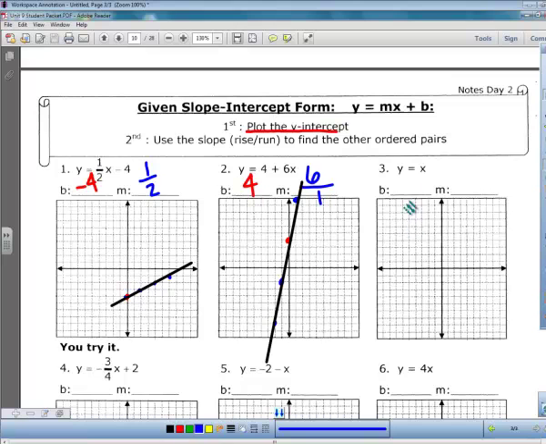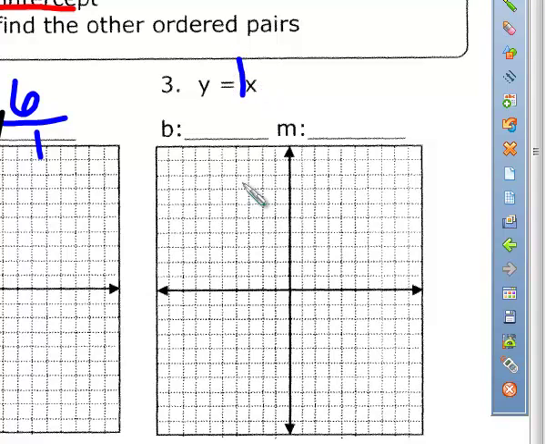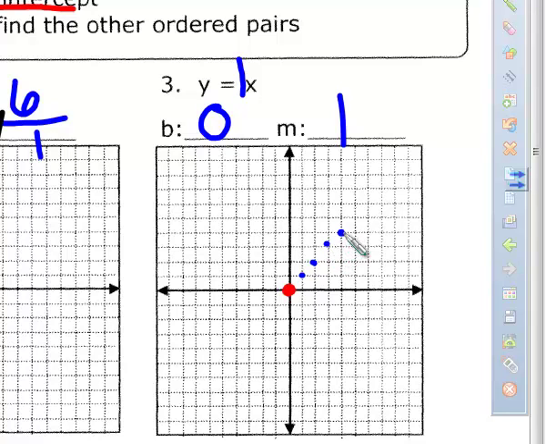Okay, now we have y equals x. So my slope is going to be 1 because I have 1x. So that's my m. But then I don't have anything added on or subtracted from my x. So it's understood to be 0. So my y-intercept is 0, so that's going to be my starting point. I start here at 0 at the origin, and then I'm going to rise 1, run 1, rise 1, run 1, rise 1, run 1, rise 1, run 1.